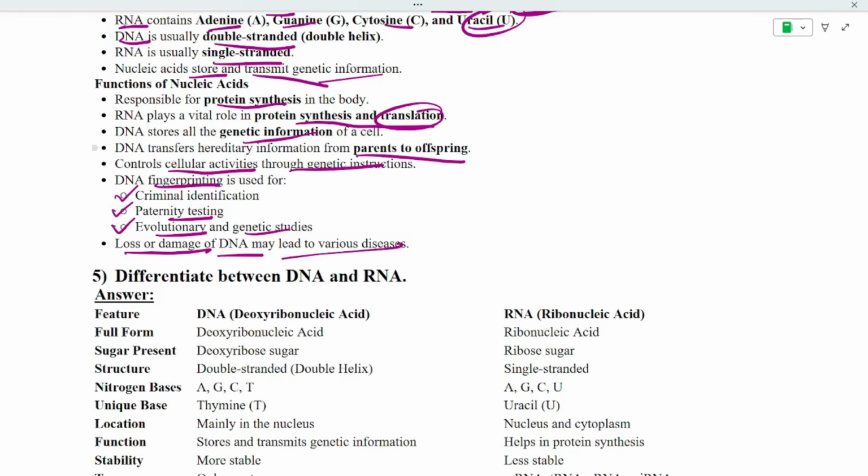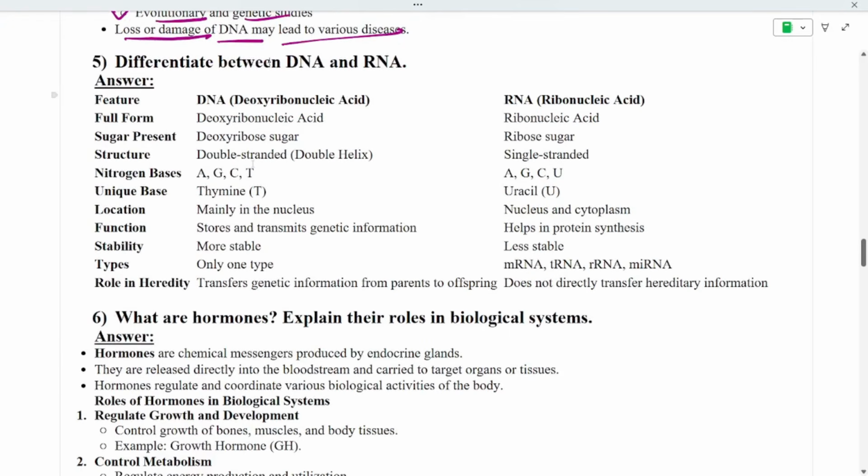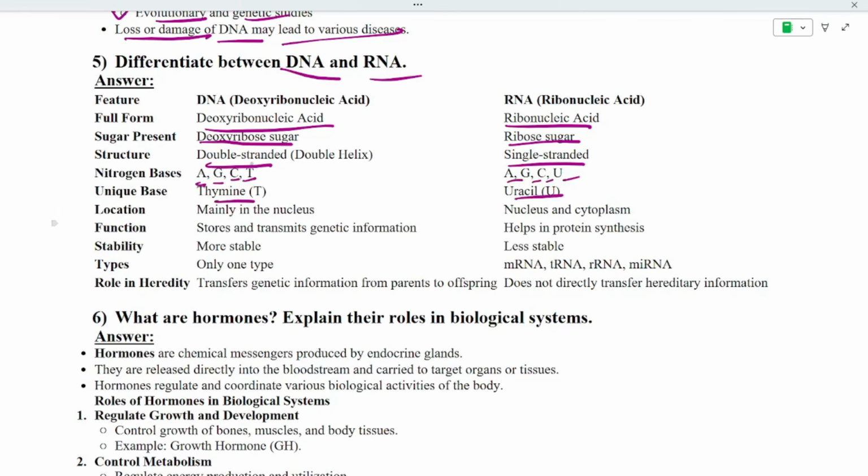Now let's discuss the differentiation between DNA and RNA. DNA is deoxyribonucleic acid, RNA is ribonucleic acid. The sugar present in DNA is deoxyribose sugar, in RNA it is ribose sugar. The structure is double-stranded versus single-stranded. Here it is adenine, guanine, cytosine and thymine; and adenine, guanine, cytosine and uracil. Thymine and uracil are the unique bases. These are the nitrogenous bases which are present.